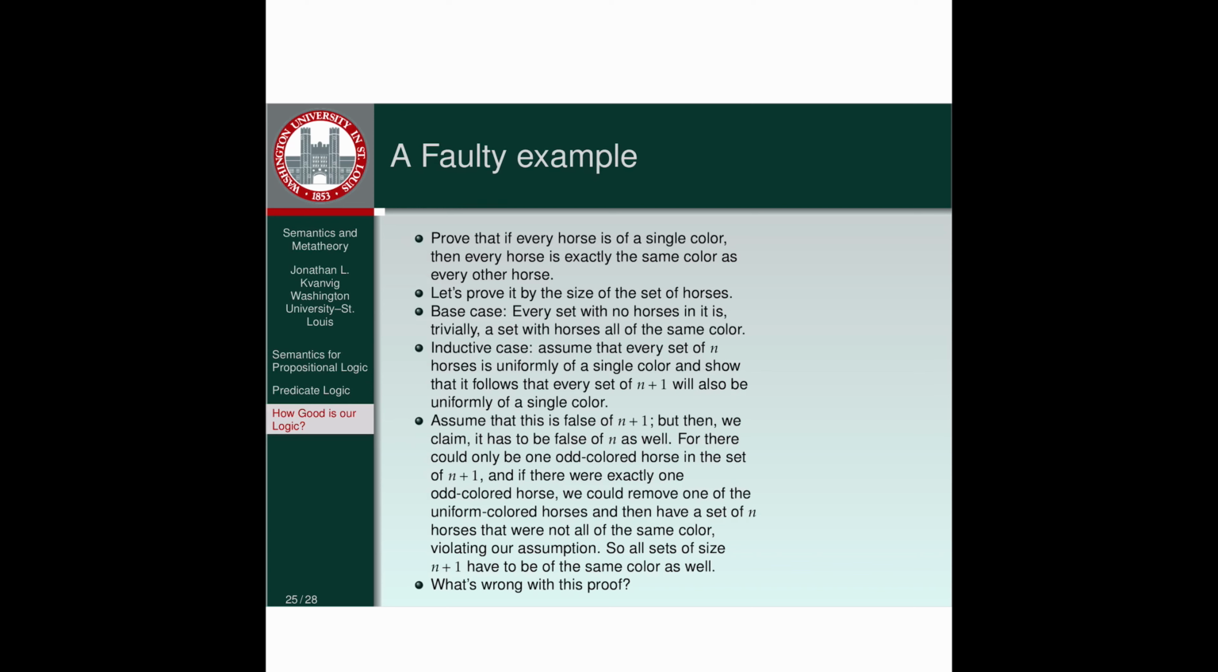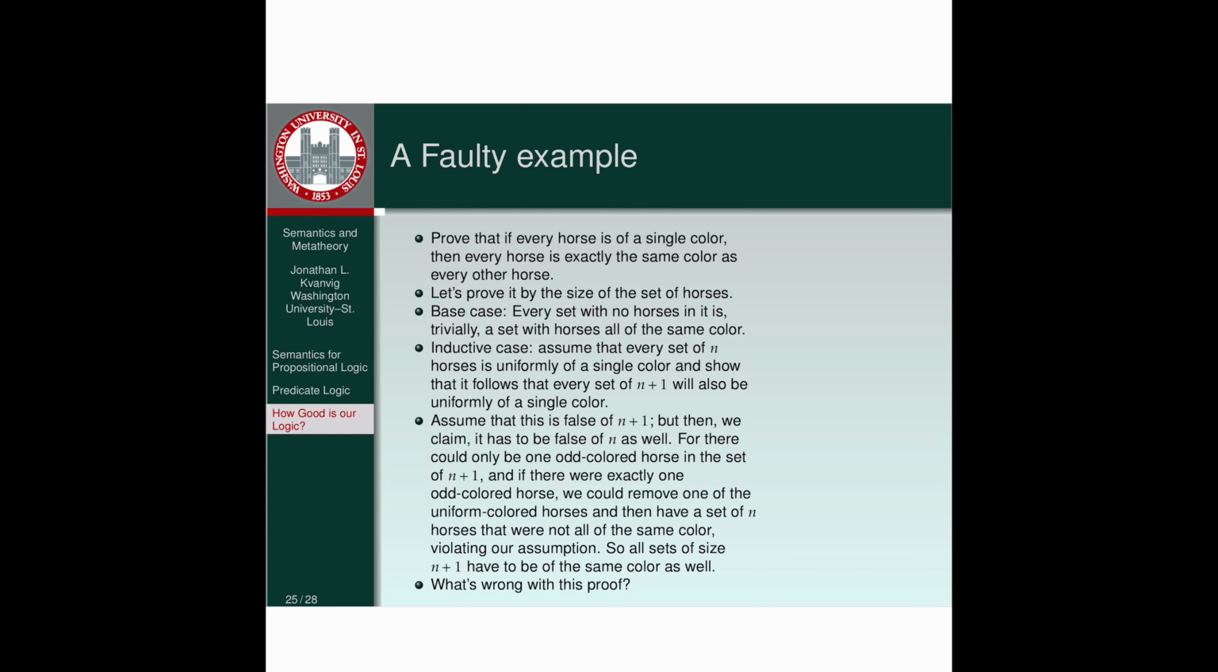Well, take the base case. The base case is where you have a set of no horses in it at all. So trivially, it's a set with horses all of the same color. The only way you don't get horses of the same color is where you have at least two horses that have different colors. So the base case is trivial. In the inductive case, assume that every set of n horses is uniformly of a single color, and show that every set of n plus 1 will also be uniformly of a single color.